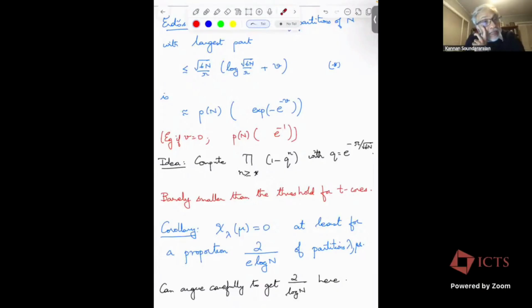So in other words, this is the proportion that you get if you take the largest part of your partition mu, try to remove it using a border strip of that length from a partition lambda, and this will succeed 2 over log n proportion of the time, but not a positive proportion of the time.